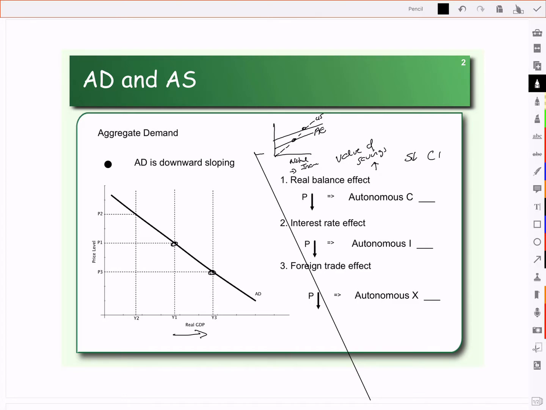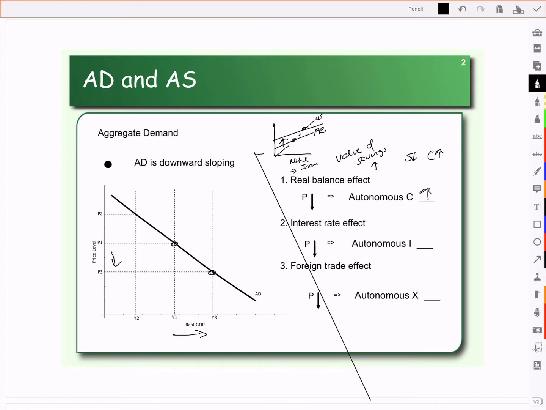So the real balance effect is one of the reasons that the aggregate demand curve is downward sloping. Prices fall, the value of our savings goes up, we save less, we consume more, and that's going to make aggregate expenditures go up, which then puts us at a higher equilibrium when prices are lower. So price goes down, real GDP goes up.